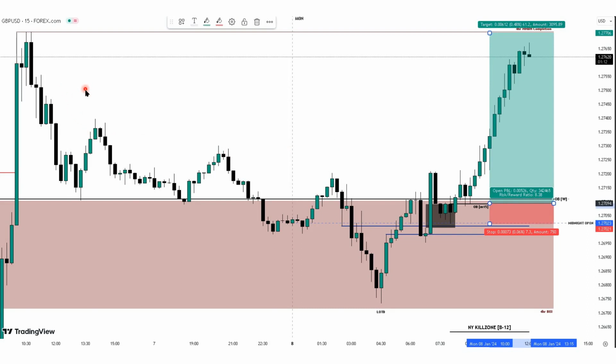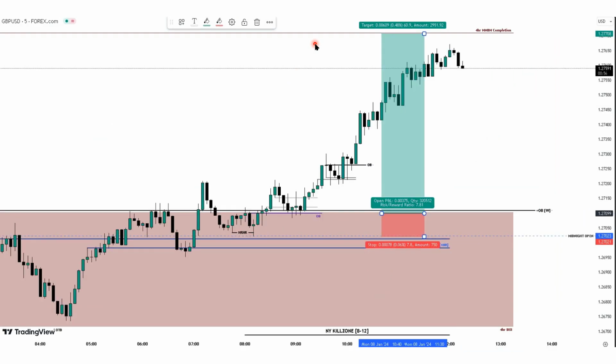So that consequent encroachment of that 1 hour week would have been what? Oh, not that it would have been, but it was, because of the trade that we took. It was the last point of interest for me because I was not really expecting price to trade all the way there. If it did, then that would have been a bonus, right? But anyway, let's look at the 5 minutes.